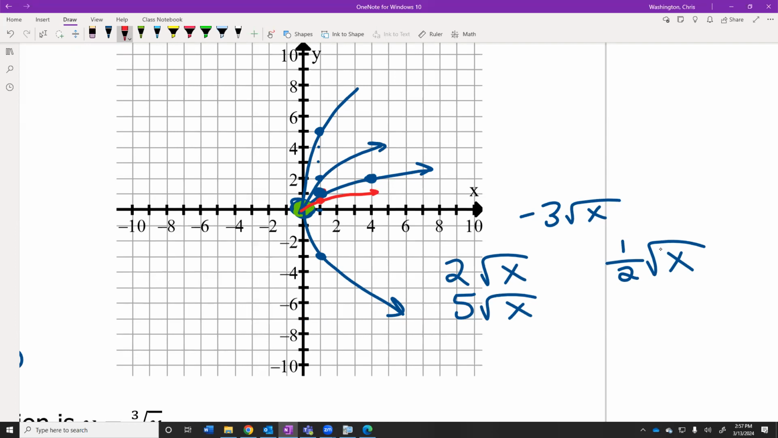So that's how we're going to graph these without a table. But if all else fails, guess what you can use to help you graph these?